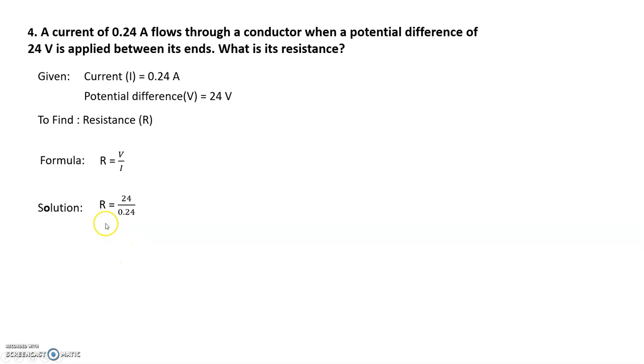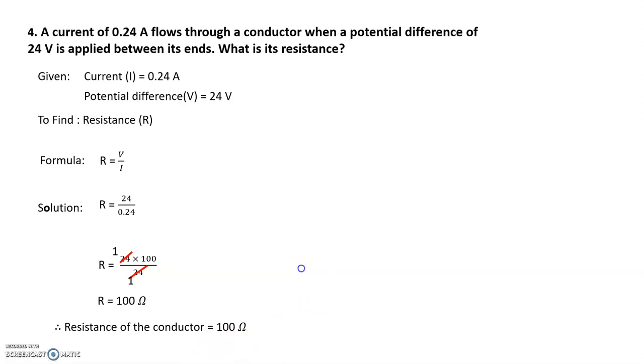So we will write R is equal to 24, and then this number 0.24 without the decimal point will be just 24. And in the numerator, you will have 100. Now you know 24 and 24 can be cancelled and that's 1. So R is equal to 100 ohms. The unit of resistance is ohms. So therefore, the final step: resistance of the conductor is equal to 100 ohms.